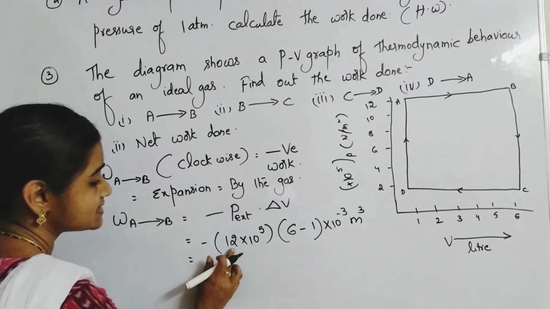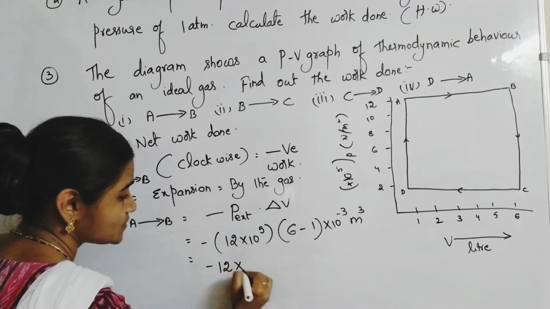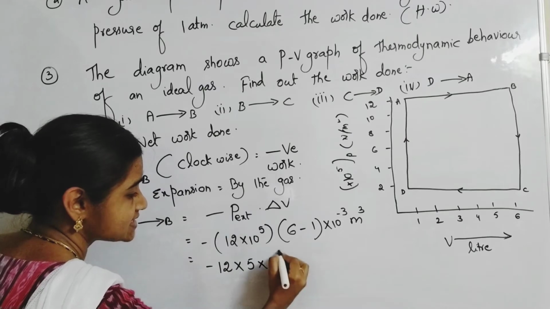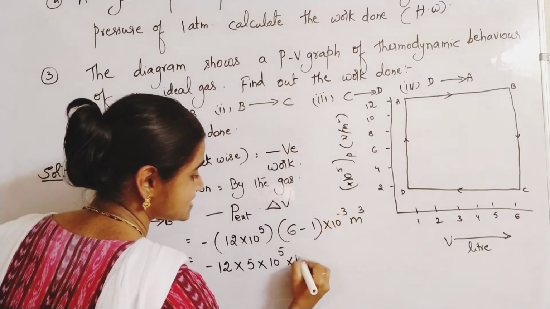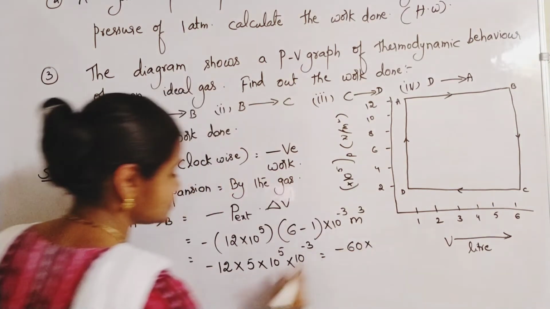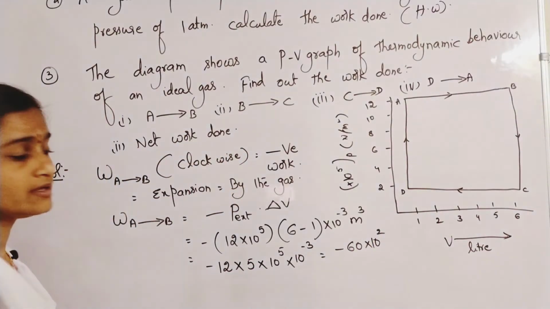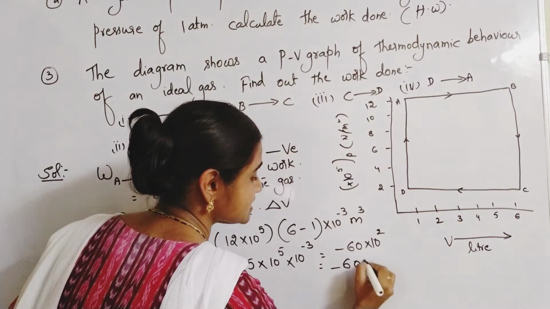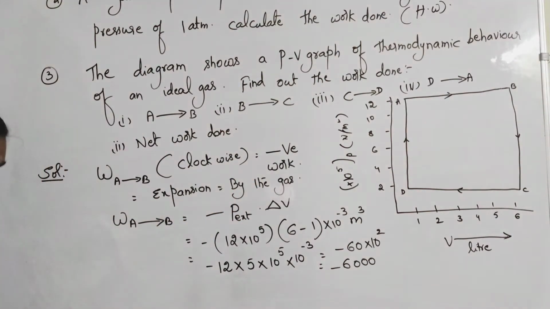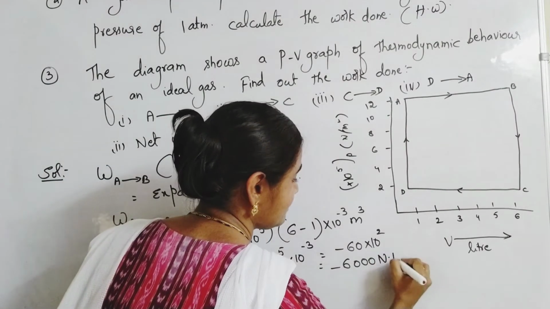So let us calculate this. 12 into 6 minus 1 is 5, into 10 power 5 as it is, and I am writing into 10 power minus 3. 12 fives are 60. 60 into 10 power 5, 10 power minus 3. How much? 10 square. Okay, so that is equal to minus 6000. Newton per meter square into meter cube, how much is it? It is nothing but Newton meter only. Isn't it or not? Newton meter.